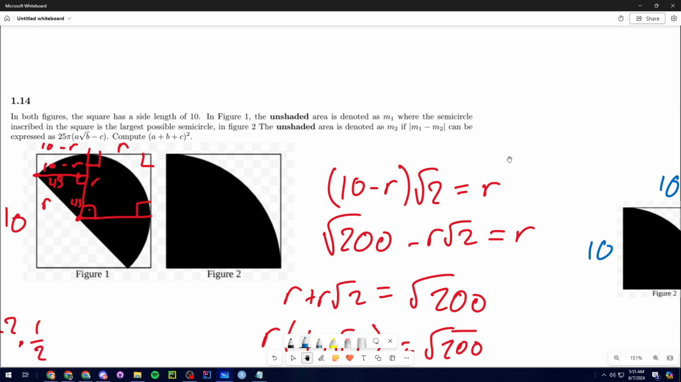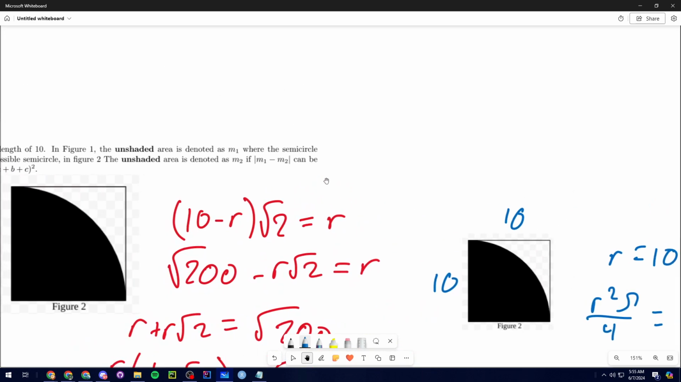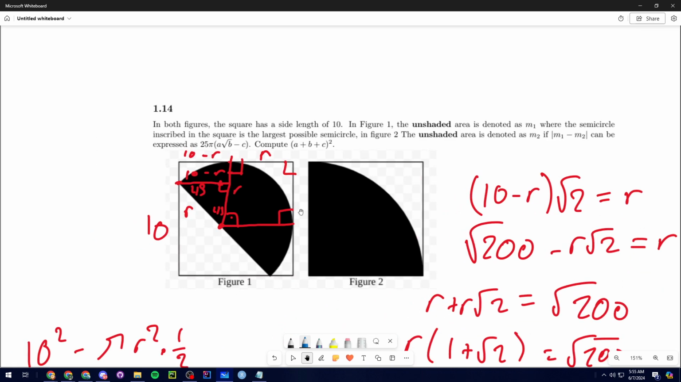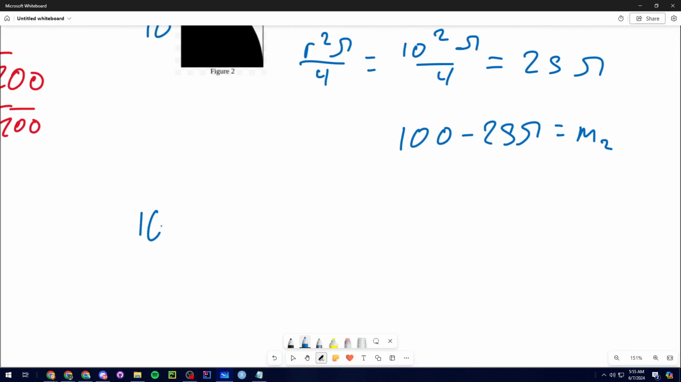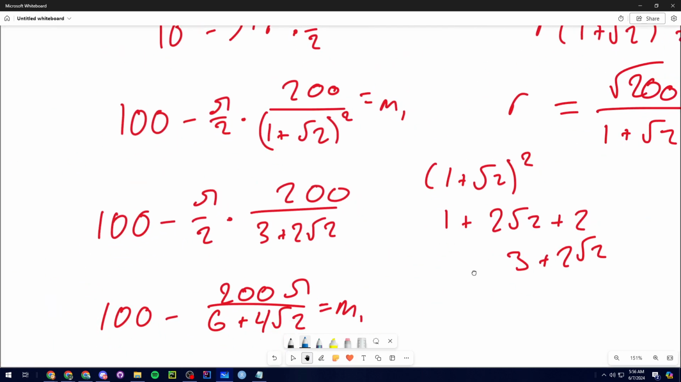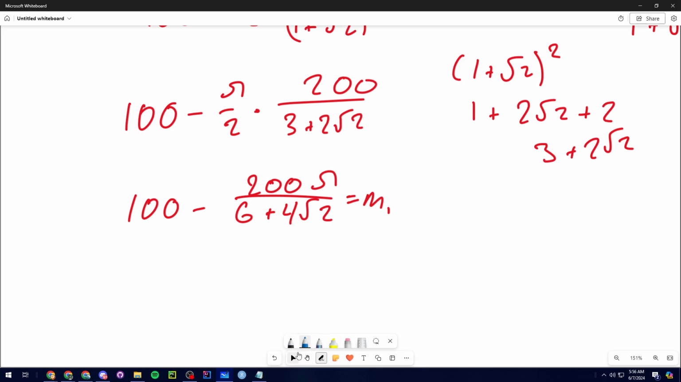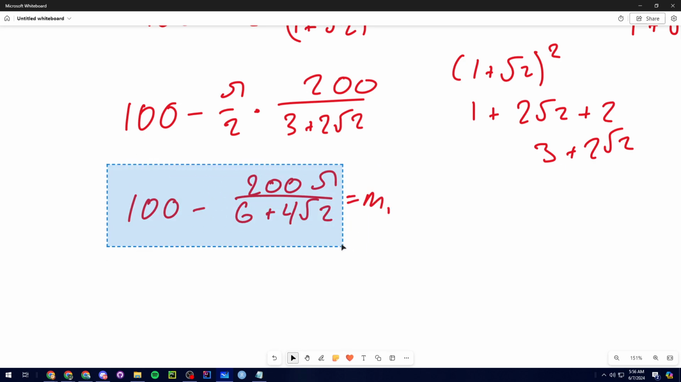Okay, so you need to find m1 minus m2. It's the positive area. In other words, let's subtract them in the right order. Figure 2 is bigger than figure 1. So let's just do 100 minus 25 pi minus whatever the other one is. A lot scarier looking, but yeah.